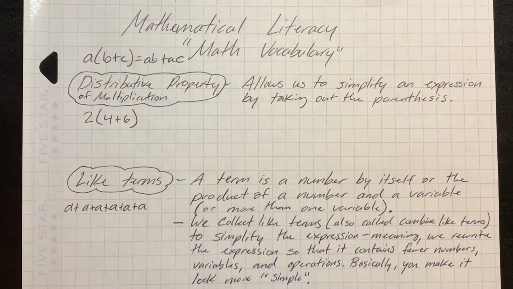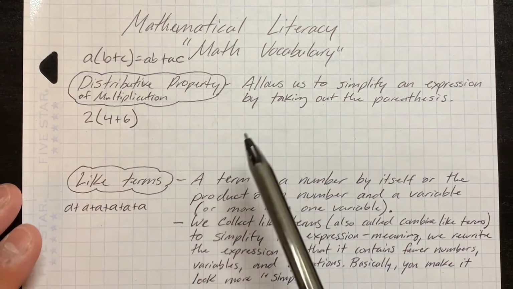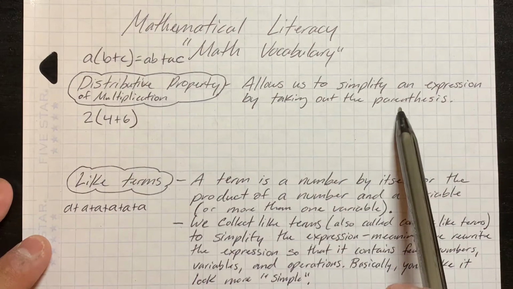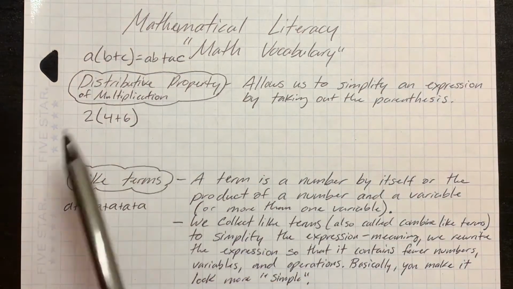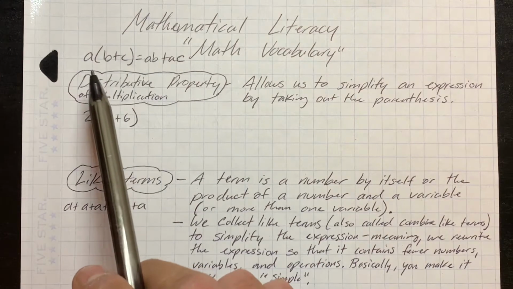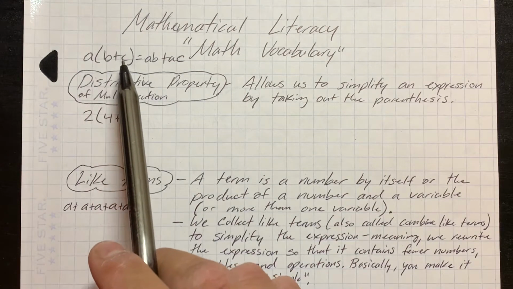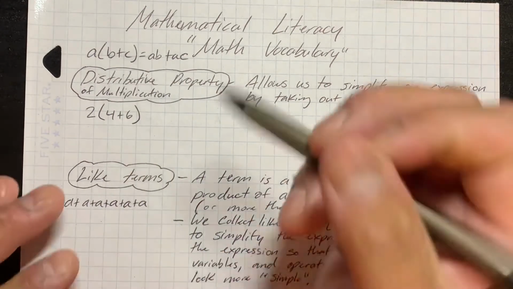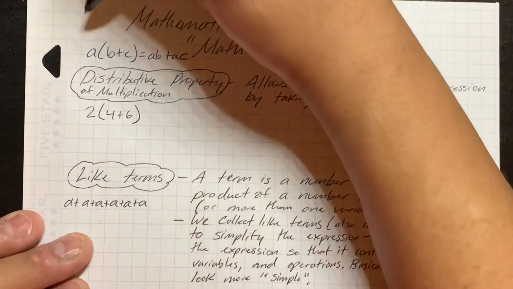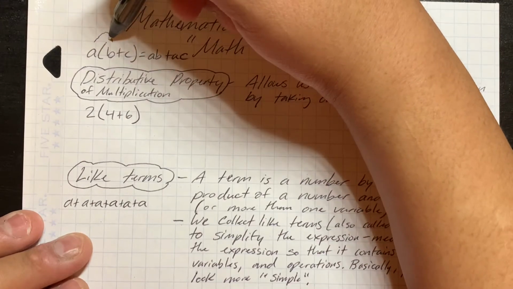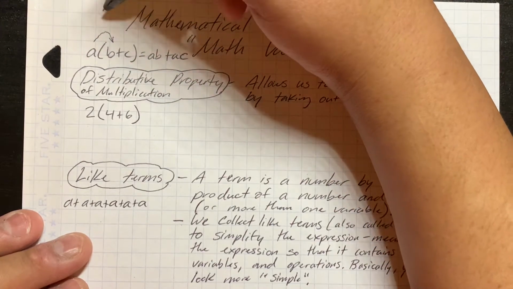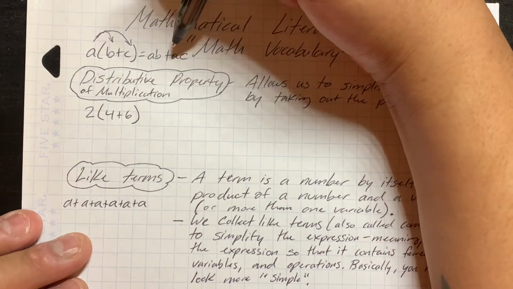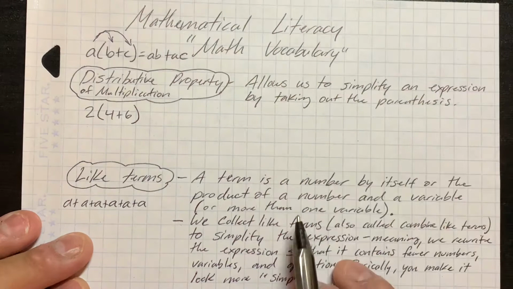All right, so let's talk about the distributive property of multiplication. Now this allows us to simplify an expression by taking out the parentheses. So here we have a formula, a times b plus a times c. And when we distribute, we're going to multiply a times b, and then we're going to distribute a times c, and then add those two terms together.